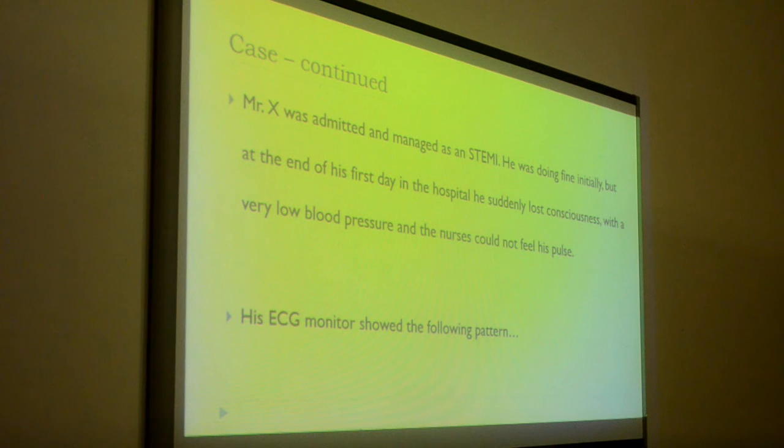Case, who would like to continue? Mr. X was admitted and managed as a STEMI. He was doing fine initially, but at the end of his first day in the hospital, he suddenly lost consciousness with a very low blood pressure, and the nurses could not feel his pulse. His ECG monitor showed the following. What are you most likely expecting?